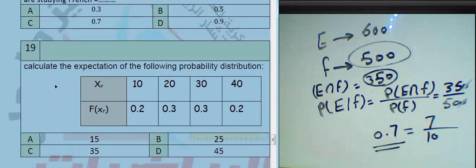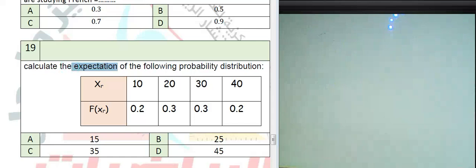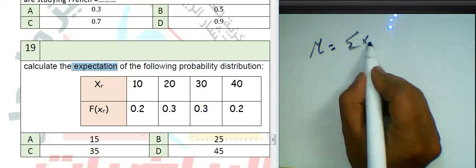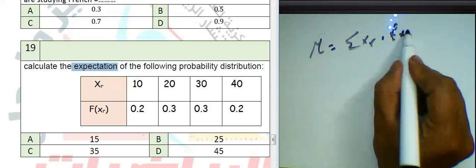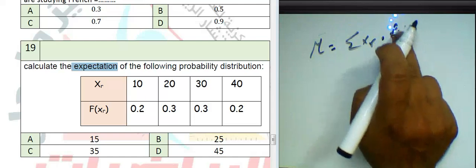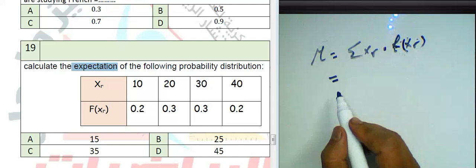Question 19. Calculate the expression of the following probability distribution. We have x and f of x. What did he ask about? Calculate the expression, meaning the mean. We can find the mean by the summation of x_r multiplied by f of x_r. Okay, we can find the multiplication between them.